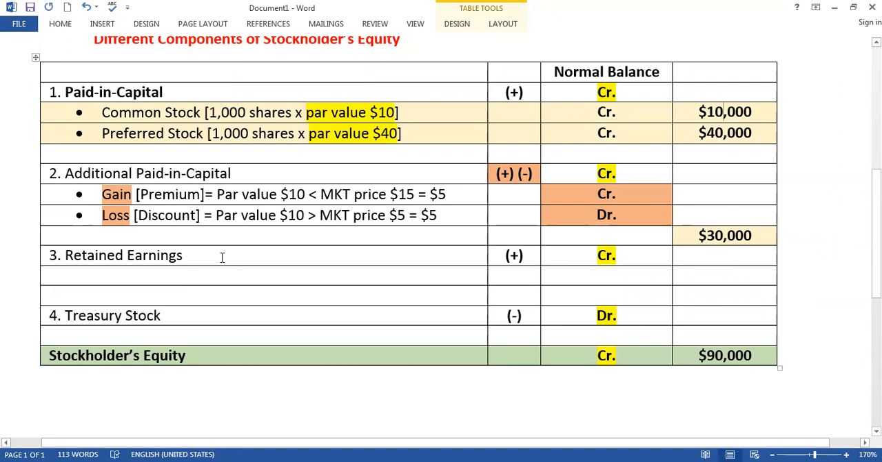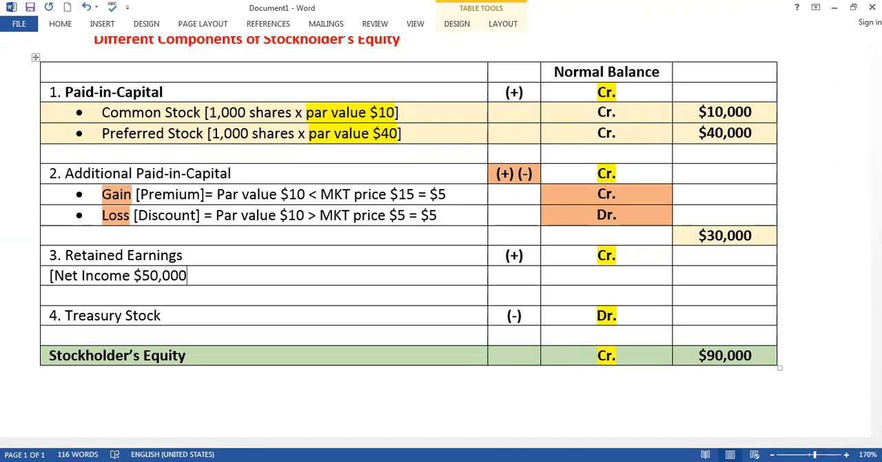Now, what is retained earnings? How to calculate the retained earnings? You can show the formula. Net income, for example, $50,000. Assume that this company's net income is $50,000.